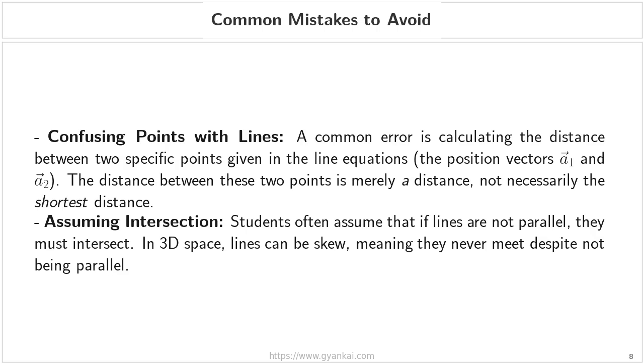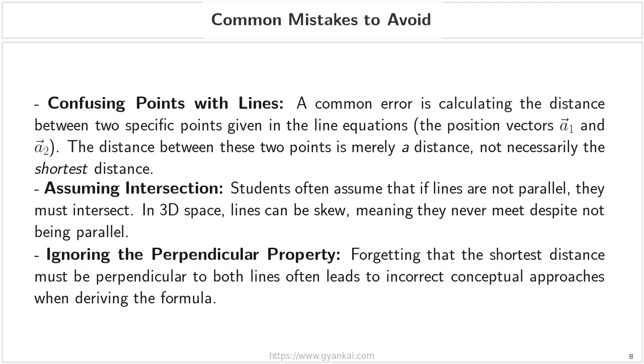Second, avoid the assumption that non-parallel lines must intersect. In your 2D geometry classes, you learned that if two lines aren't parallel, they eventually meet. However, as we discussed in the section on skew lines, 3D space is much more complex. Lines can be non-parallel and yet still never meet because they exist in different planes. Always check if the lines are skew before assuming an intersection point exists.